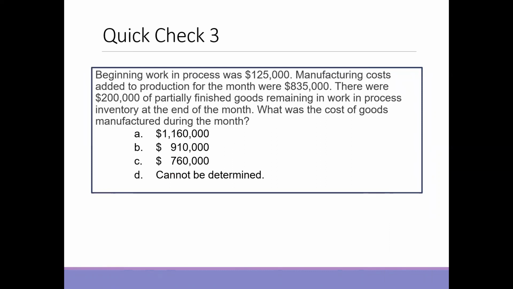Beginning work in process was 125,000. Manufacturing costs added to production for the month were 835,000. There were 200,000 of partially finished goods remaining in work in process inventory at the end of the month. What was the cost of goods manufactured during the month?